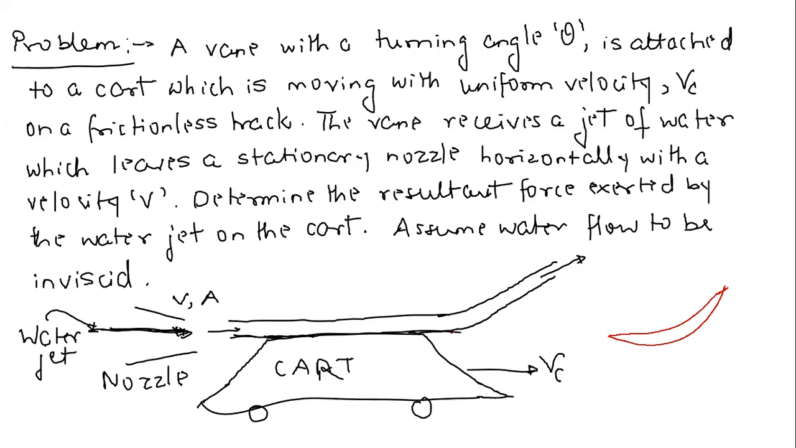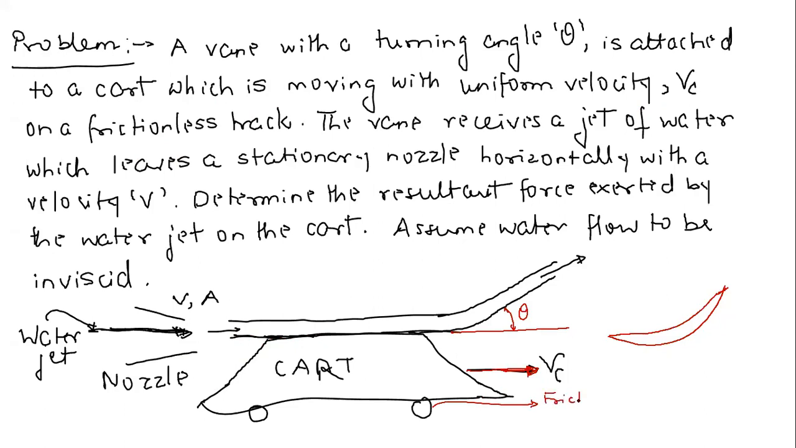So this vane is basically making an angle theta with the horizontal axis. It is attached to a cart which is moving with a uniform velocity vc. So this vane is basically glued to this cart, mounted on this cart, and this cart has a velocity of vc. Now, very important, the cart is moving on a frictionless track.